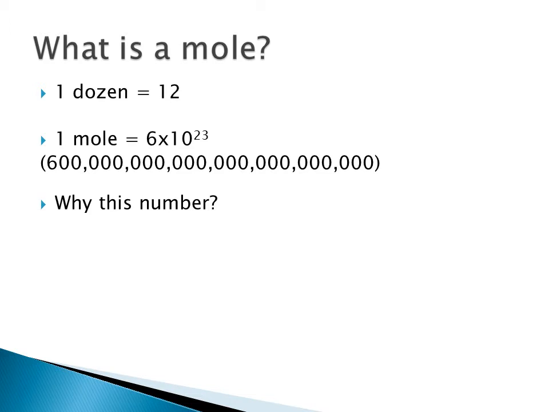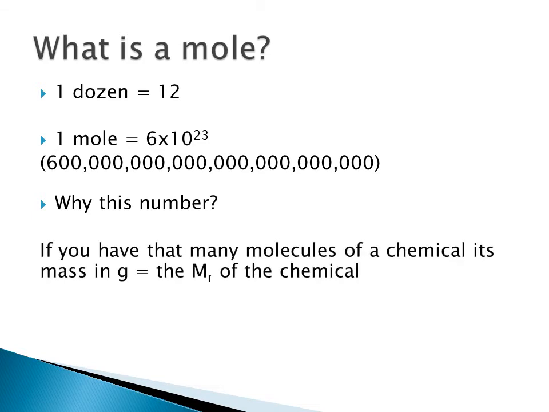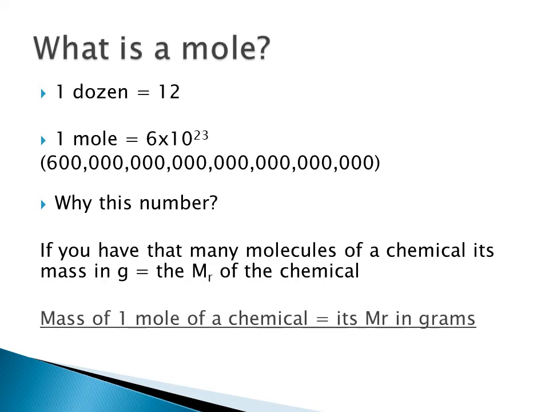So why have we chosen 6 times 10 to the 23? Why not something else? Well, this is the number of atoms that if you have that many atoms or molecules of a chemical, its mass in grams is the Mr of the chemical. So the mass of 1 mole of a chemical is its Mr in grams. So if you had 1 mole of lithium atoms, you would have 7 grams, because that is the Mr of lithium.